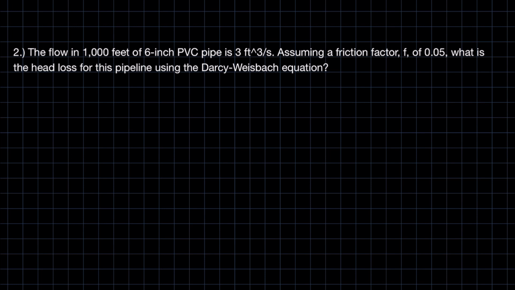To begin this question, let's write out the Darcy-Weisbach equation. We got head loss from friction equals the friction factor F times length over diameter times velocity squared over 2g. We're given a few things here. We know the length, we know the diameter, we know the friction factor, but again, we don't know the velocity. So again, we can use the continuity equation to find that velocity since we have the flow.